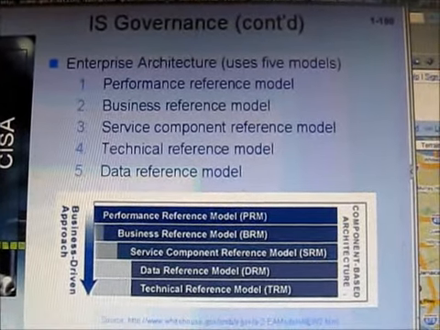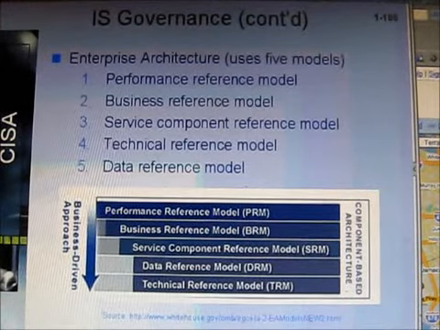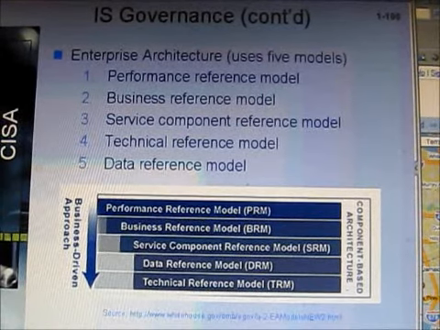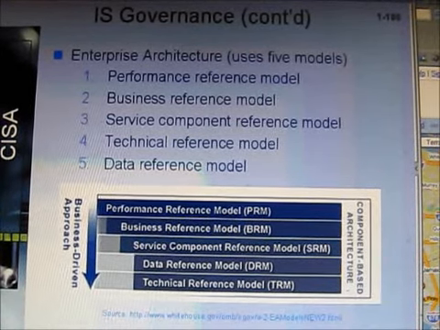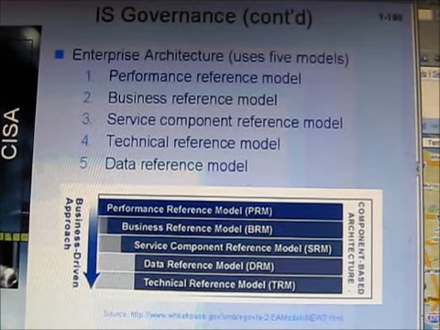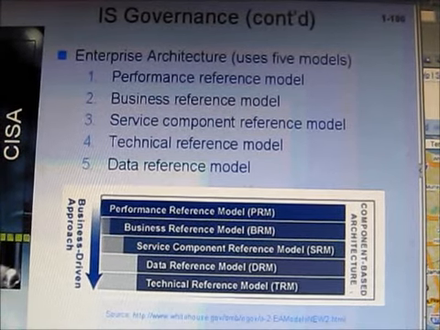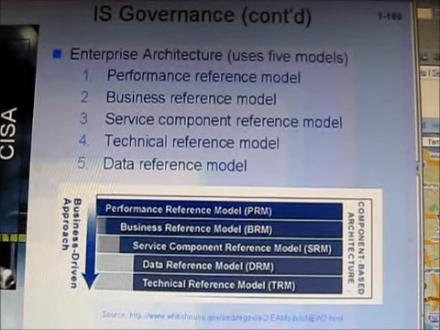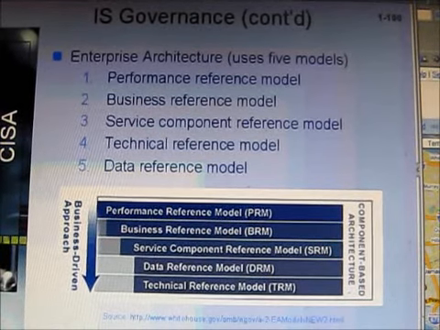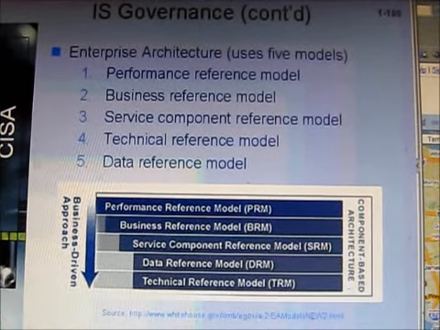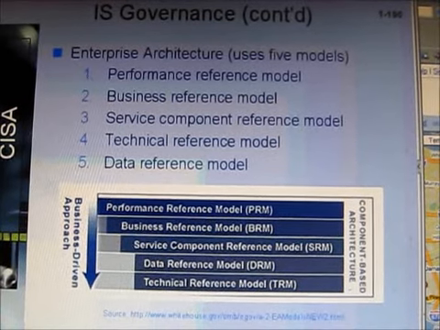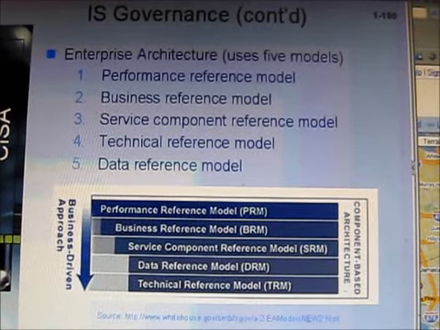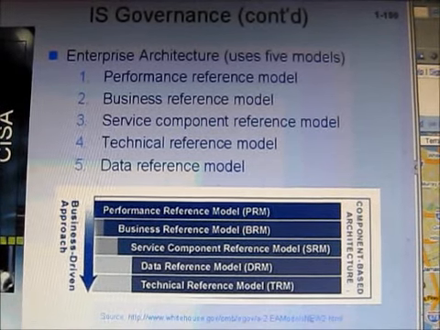Now, the enterprise architecture actually uses 5 models, and these, as you can see here on the screen, include the performance reference model, the business reference model, and that looks at the overall goals of the business. We look at the service component, which looks at how well the IT services are provided to the customers, and those can be internal or external. The technical reference model covers items such as encryption and those areas of security. And the data reference model, which actually looks at the types of data and information maintained.